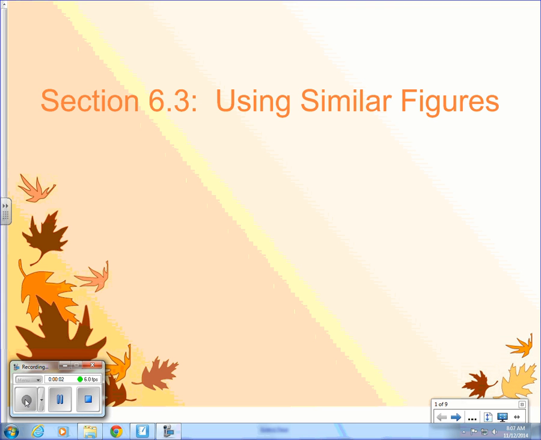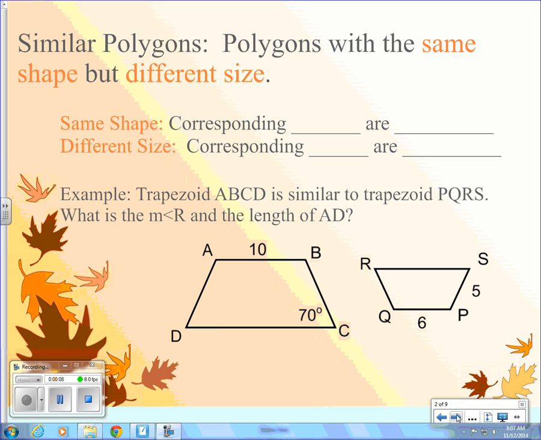Okay, today we're going to start talking about similar figures. So if you remember from Unit 4, which was our last unit, we talked about congruent figures. And congruent figures were figures that had the same shape and the same size, which meant that they had congruent angles and congruent sides.